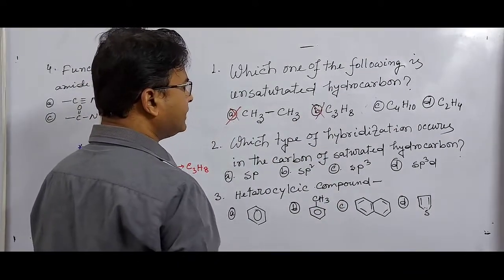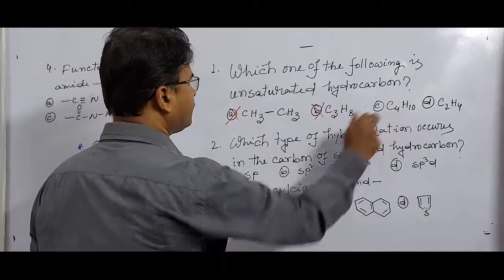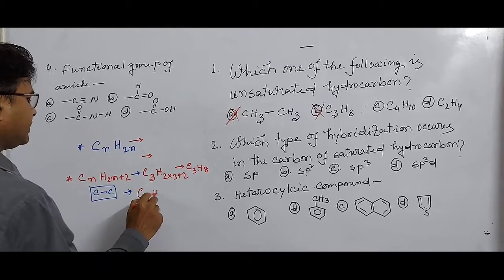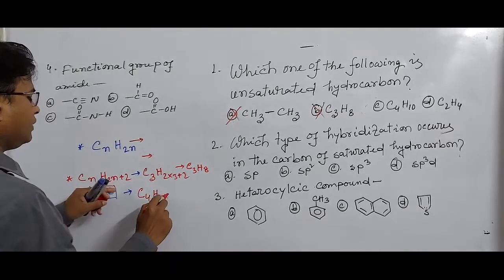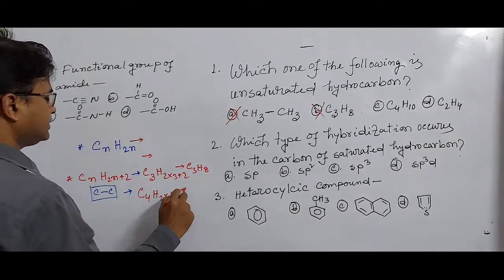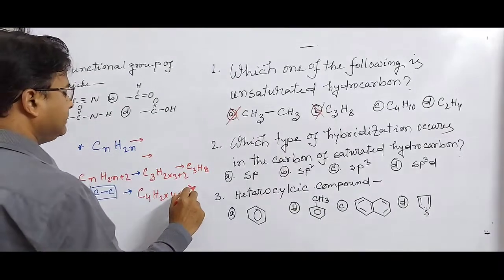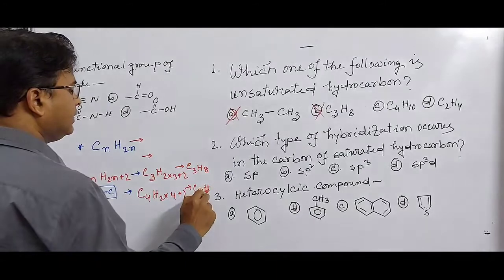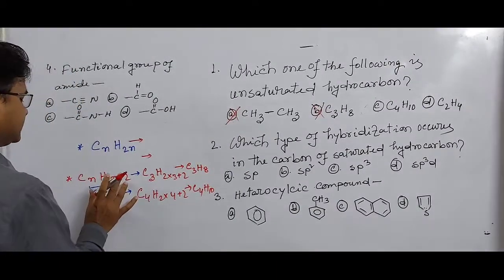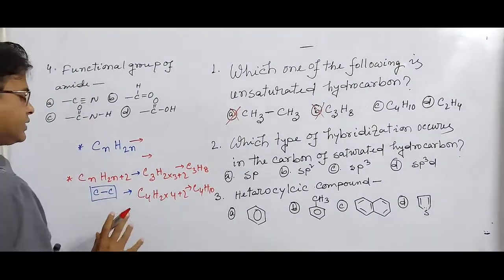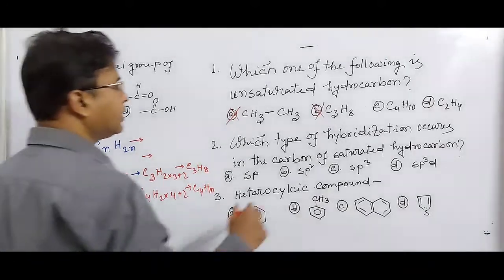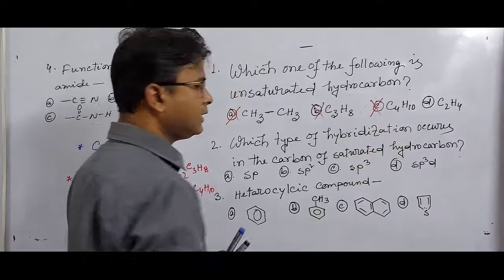And again, if I put the value of n as 4, here it will be C4H(2 into 4 plus 2), which is C4H10. It also matches with the general formula of saturated hydrocarbon. So dear students, it will also not be the answer.